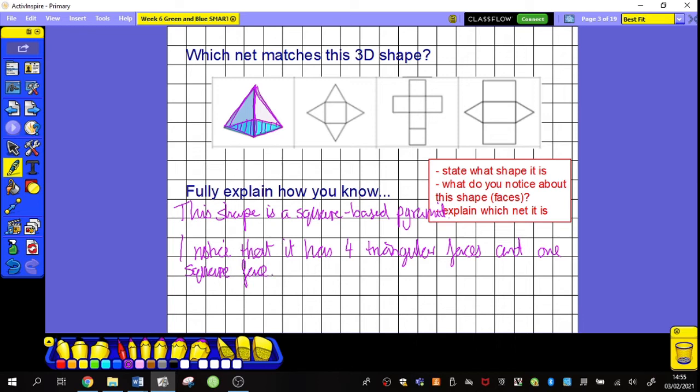So now I've had a look, I'm going to now look at my nets and see which net suits that. Well, first of all, I noticed that this middle one has no triangular faces at all. So it can't be that one. My one on the right has some triangular faces, but it also has these rectangular faces. Now I've just said that my square base pyramid has 4 triangular faces and 1 square face. Didn't say anything about rectangular faces. So it can't be that one. Therefore, it must be the first one.